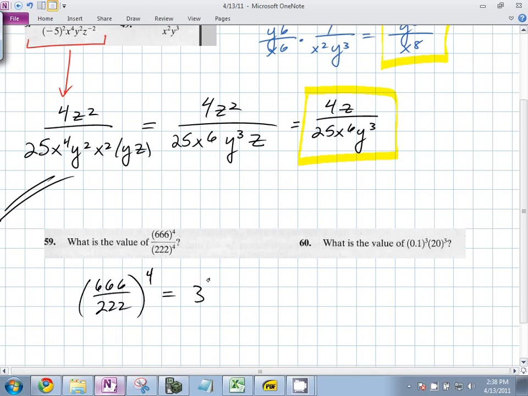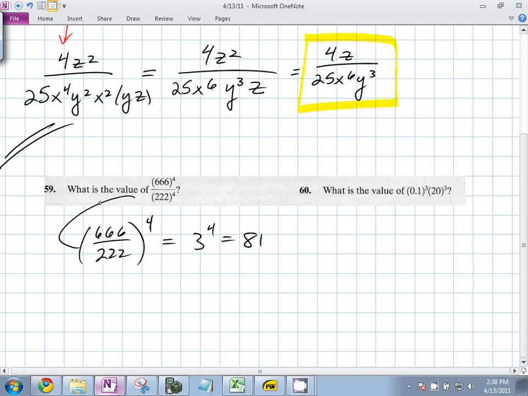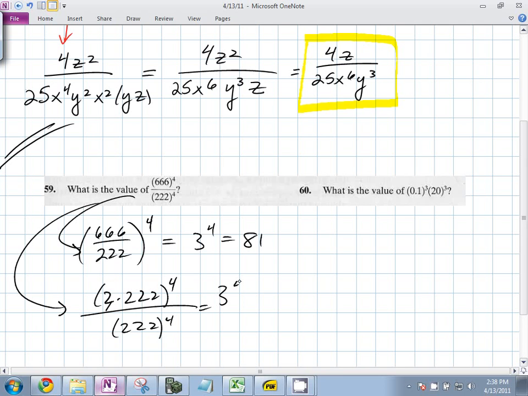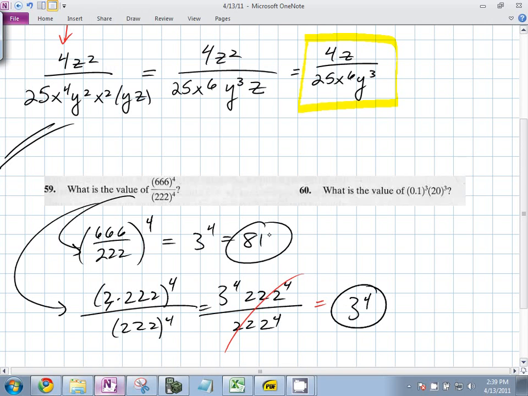Or, another way you can do it. You can factor 666, which is 3 times 222, to the fourth over 222 to the fourth, which is going to be 3 to the fourth, 222 to the fourth, all over 222 to the fourth. And what cancels? There it is. Different ways, same answer. That's great.